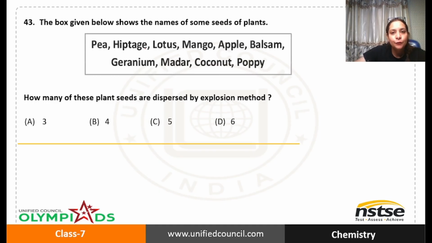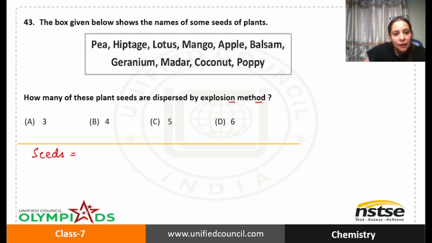Next, the box given below shows the names of some seeds of plants. So here we have a few seeds given: pea, hiptage, lotus, mango, apple, balsam, geranium, madar, coconut, poppy. How many of these plant seeds are dispersed by the explosion method? Before we go ahead with the solution, I would like to recall the concept of seed dispersion.